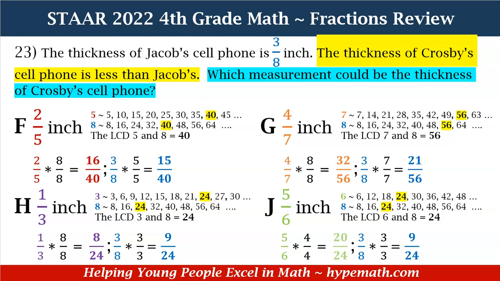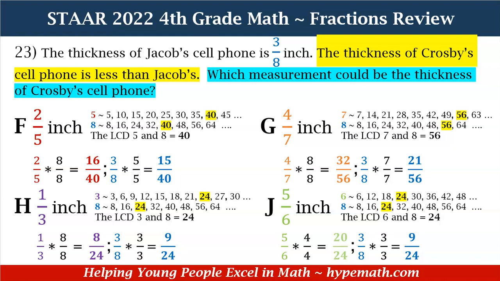Again, we need to convert 3/8. The denominator is 56, and we're multiplying our numerator and denominator by 7. Multiplying going across, 3 times 7 is equal to 21. 8 times 7 is equal to 56. So my equivalent fraction for 3/8 is 21 over 56.